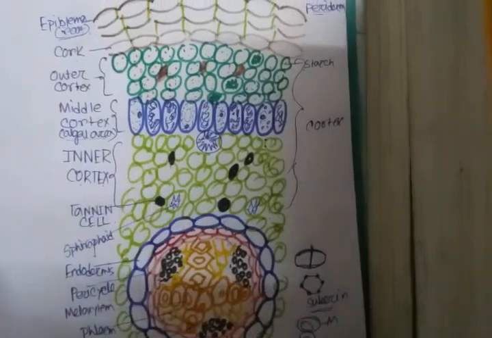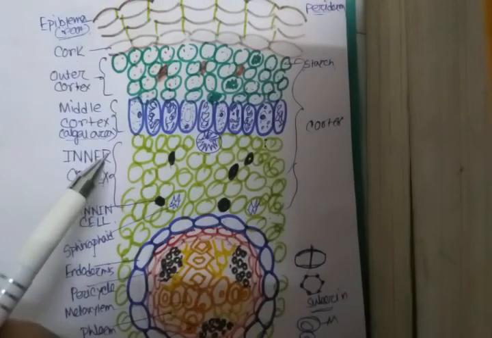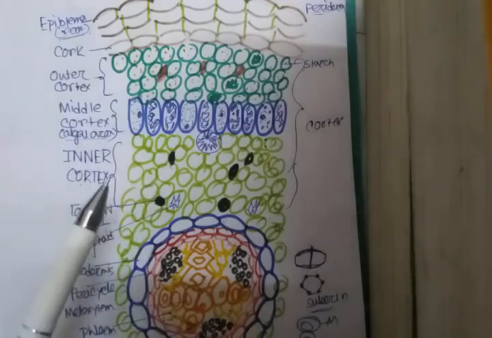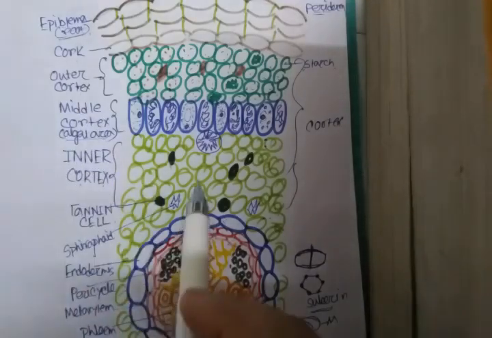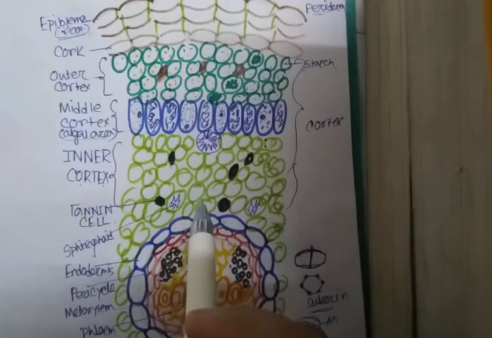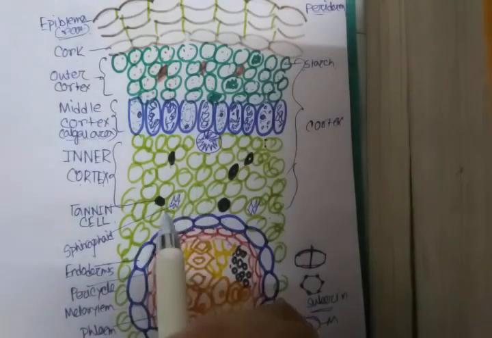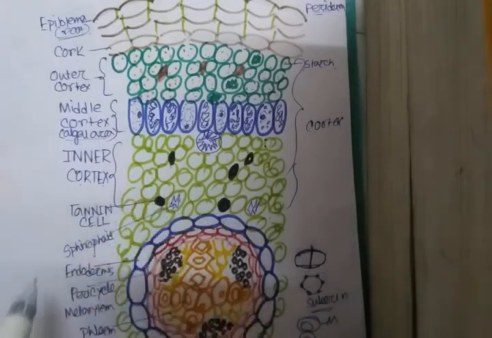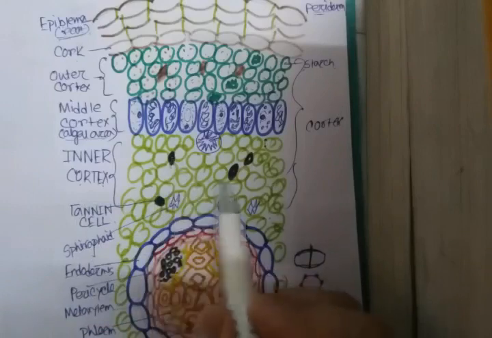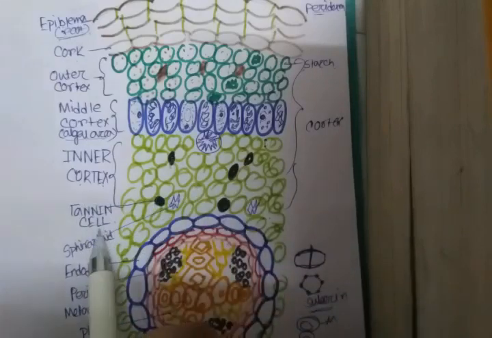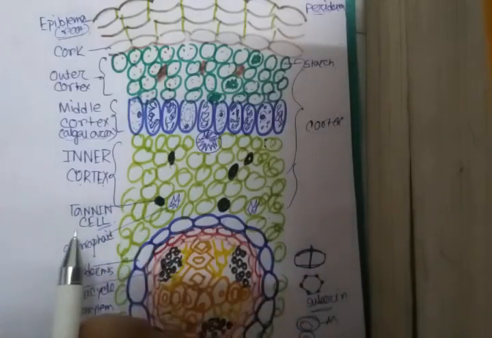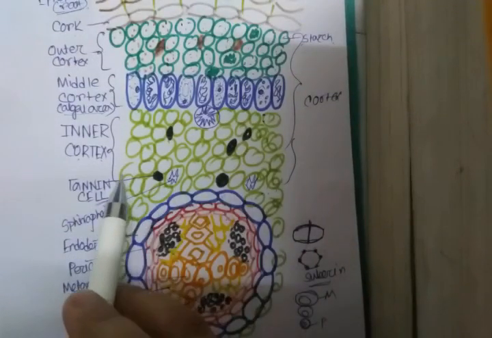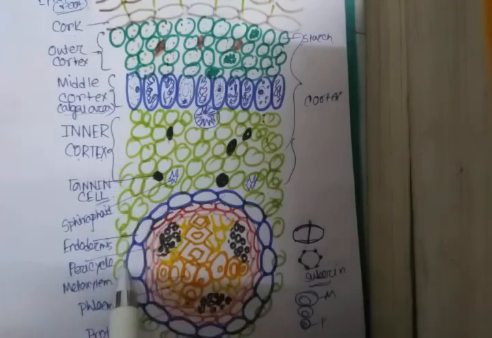As you can see in the structure of the root, the whole structure is made up of parenchymatous cells, and the structure of the cycas root is more or less similar to the dicot root also. But the difference between the dicot root and the cycas root is that in the inner cortex this structure is present. This structure is called tannin cell, and also the spheraphoid is present. This is the difference between the dicot root and the cycas root.